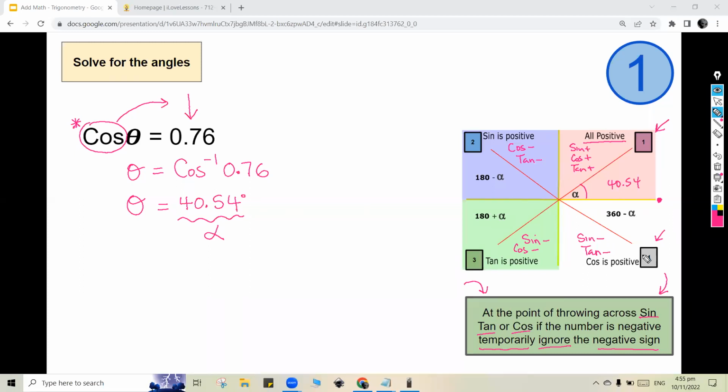To get our second answer, we have to use the formula in quadrant 4. We just have to take 360 and minus what? Alpha. Alpha is the first answer we get. Minus this, and you'll get the second answer. So you can call the first answer theta 1, and you can call the next answer theta 2. Right? So minus it and let me know what you get on the chart there. 360 minus 40.54.